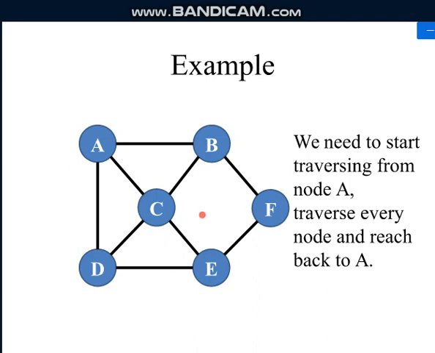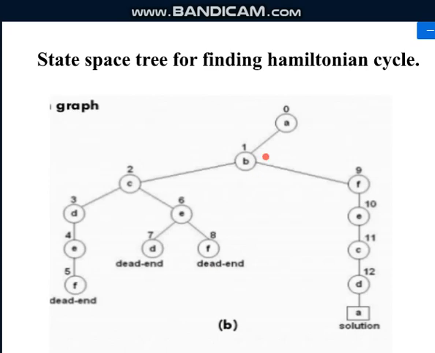So if you look at this example, how many nodes do you have? You have 6 nodes: A, B, C, D, E and F. So let us try to traverse starting from A, and we will see what are the different ways we can traverse and reach back to A.